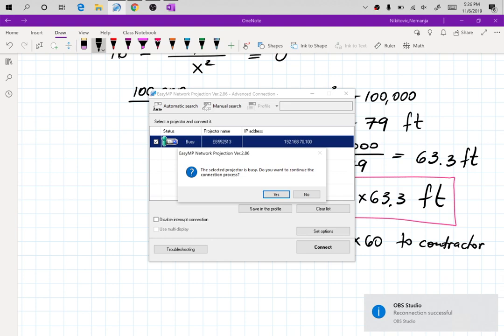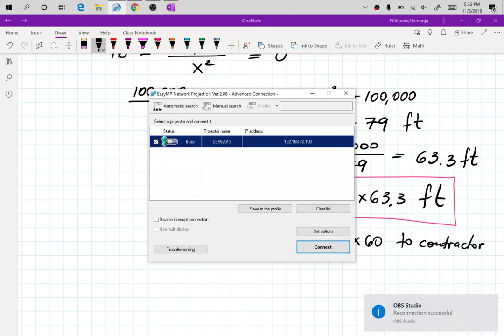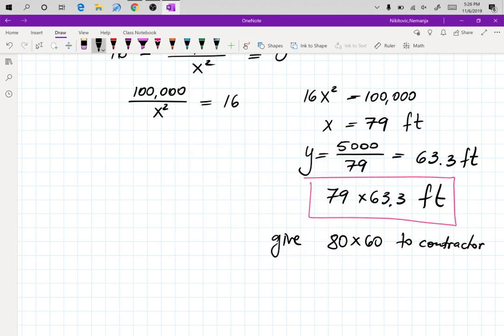So the projector is checking them on old 200 feet squared. No. So that's the way you do this problem. It will restart. When it restarts, we will do the next problem.